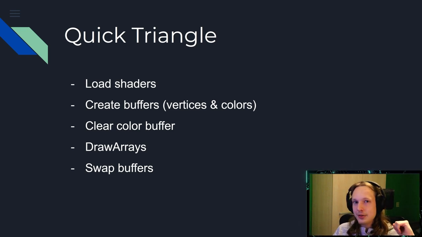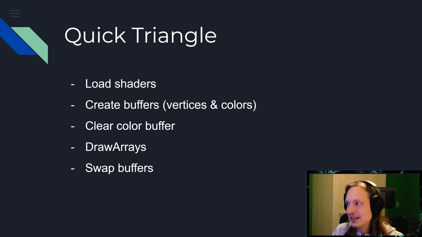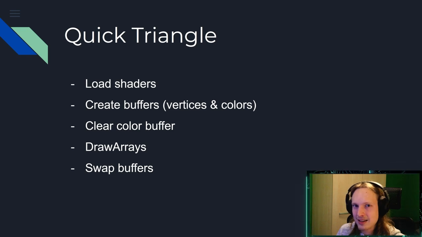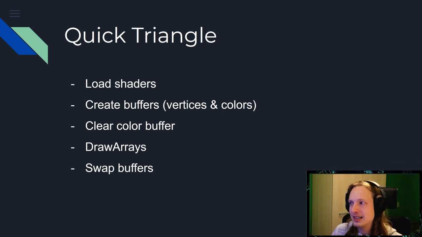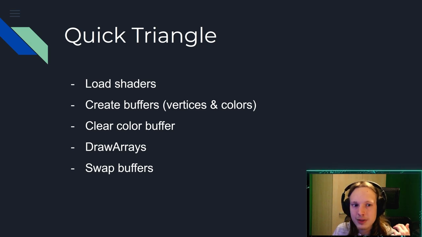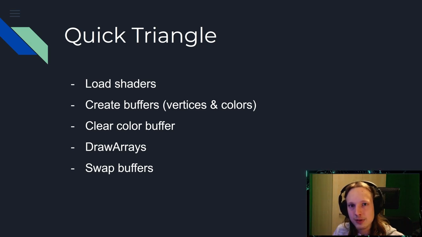Then after we have our shaders, we have to create some buffers with some data in it. And I really want to emphasize this data aspect. We'll get back to this later. For now, we will just use some vertices and some colors. Of course, for a triangle, we need 3 vertices, and every vertex needs about 3 colors, so 9 color values in total.